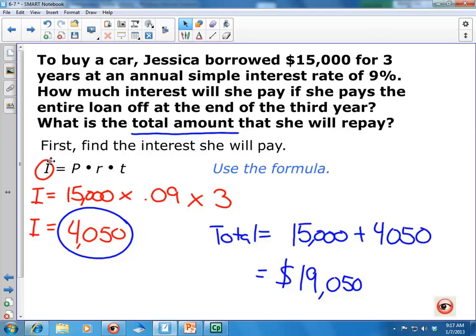Okay. Questions on how we found that? It's not very difficult as long as you follow the formula. Yes, sir.